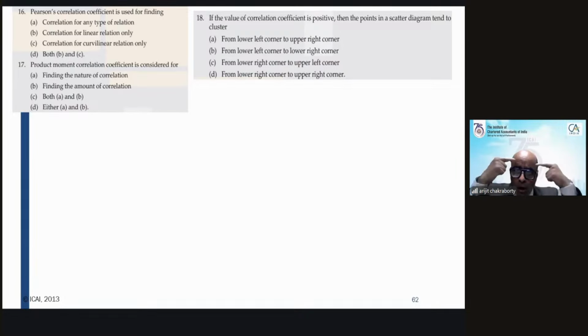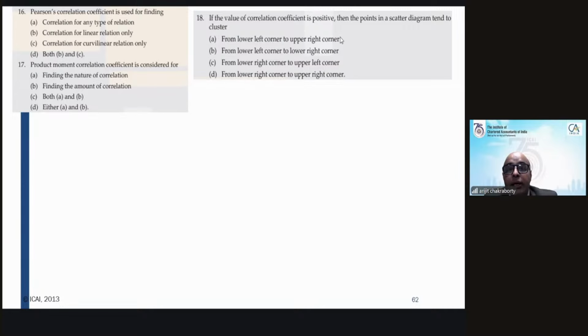You can understand consciously कि भाई product moment correlation coefficient जो पियर्सन साहब का है, कार्ल पियर्सन साहब ने बनाया, उसका जो फॉर्मूला, उसका जो कॉन्सेप्ट, उसके साथ स्पीयरमैन का जो रैंक कोरिलेशन कोएफिशिएंट, उसका क्या अंतर है, क्या सिमिलरिटी है, क्या डिफरेंस है. That is the intention of these sessions, so that you can understand and not blindly memorize. Okay. So product moment correlation coefficient is considered for what? Finding the nature, finding the amount. Yes, we can say 17th question is C. It is used for both.